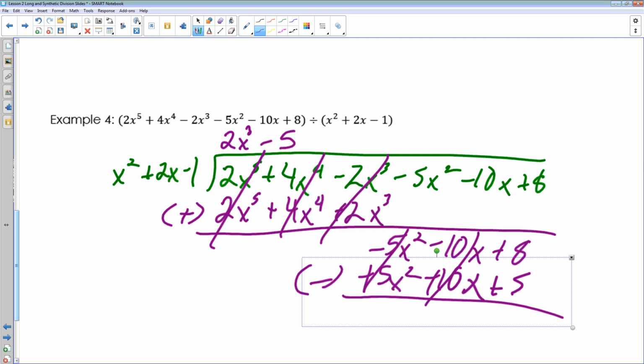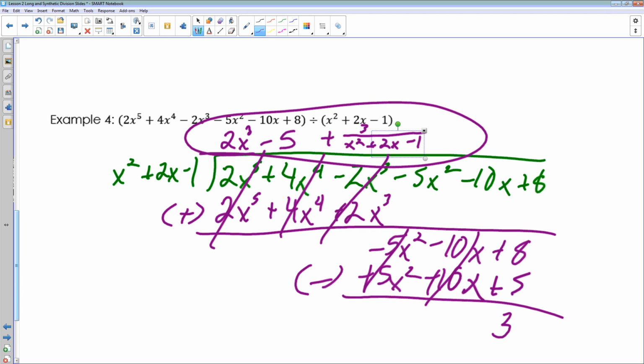And 8 minus 5 is 3. So we have a remainder of 3. So remember, it's your remainder over your divisor. And our divisor was x squared plus 2x minus 1. So there is my final answer.